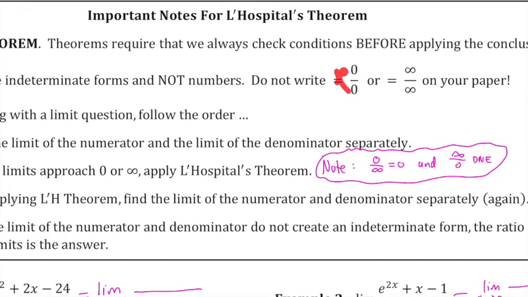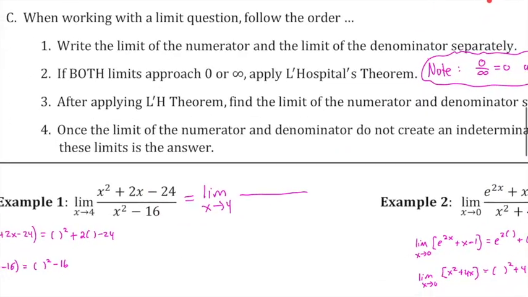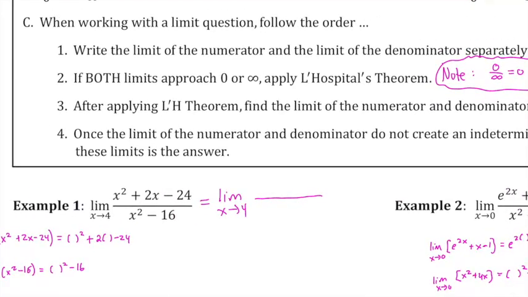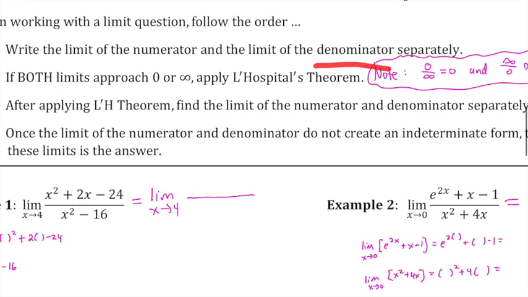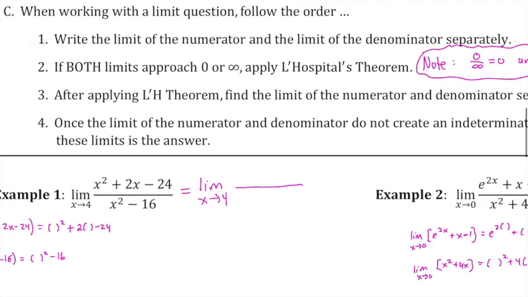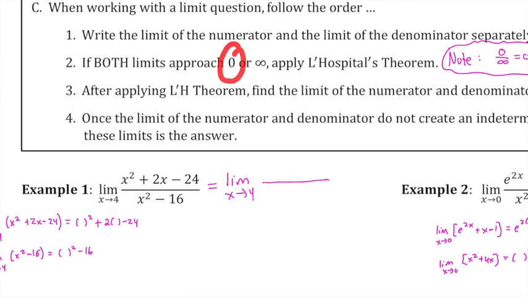Right? That's just a little nuance. Don't write equal to. When you're showing your work, write the limit of the numerator and the limit of the denominator separately. Show that they're both infinity or both 0. Again, both have to be infinity or both 0. Then you can apply L'Hopital's rule.